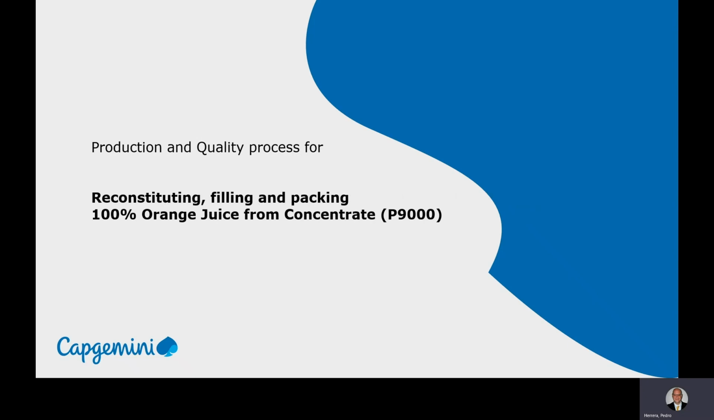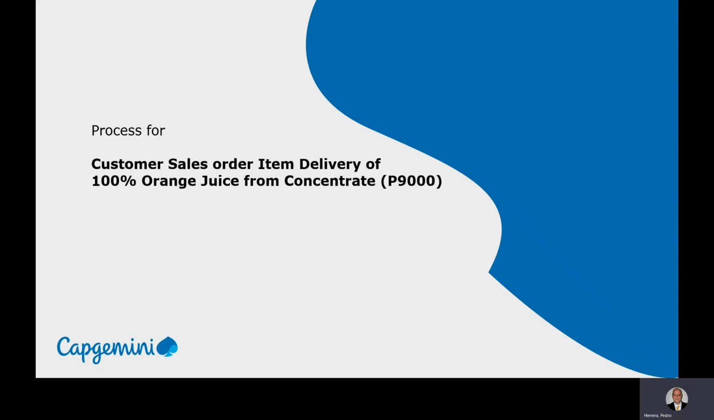So as the final step in the production process, we're going to show the production and the quality process relating to reconstituting, filling, and packing 100% orange juice from the concentrate P8000. Okay, turn it into the P9000. As our final step in this demonstration, we will see how to complete the customer sales order by delivering the item and invoicing our 100% orange juice from concentrate P9000.